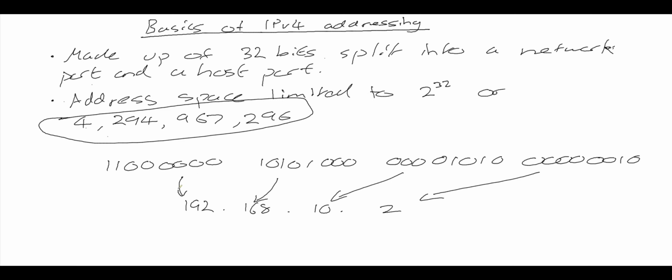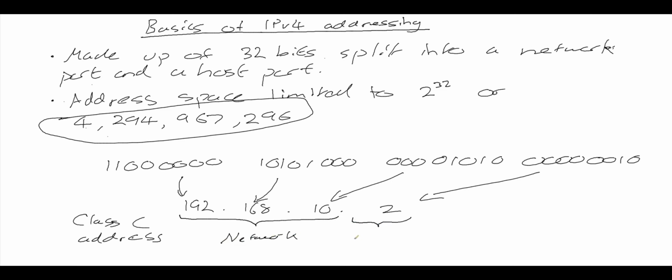And this particular address I can immediately see is a Class C address. I'll come on to why I can tell it's a Class C address in a minute. And what that means is that these 3 bytes here are used to denote the network part of the address, and this byte here is used to denote the host part of the address.